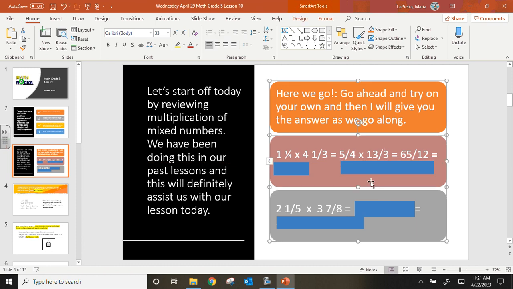Now you have 5 times 13, which is 65, and 4 times 3, which is 12. And that is an improper fraction. You need to take your top number, put it in the house, your 12 goes on the outside of the house, divide it, and you will get 5 and 5 over 12.